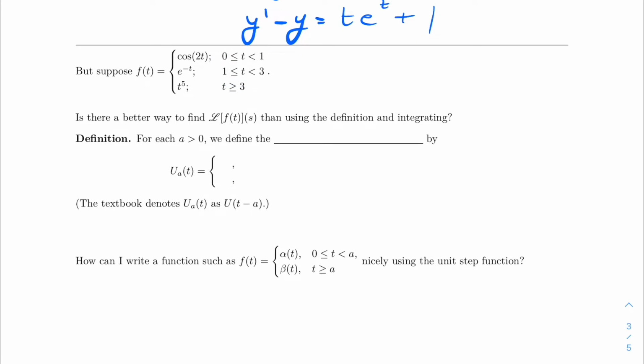We have seen before that you could directly compute all of these things using the definition and actually doing the integral. But it would be great to avoid doing all those integrals and have some formulas and standard things that shorten our process. The thing that's going to do that for us is called the unit step function.